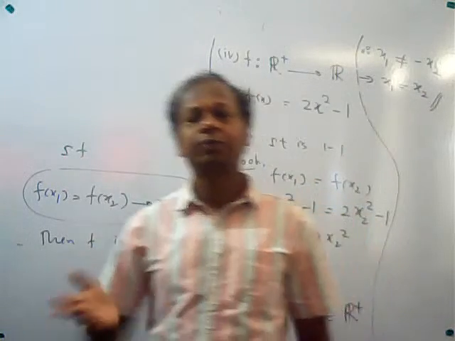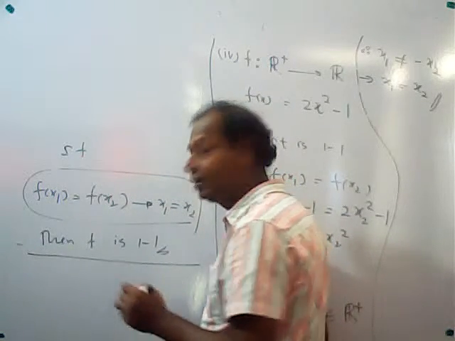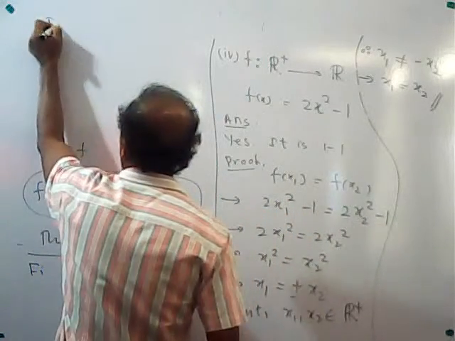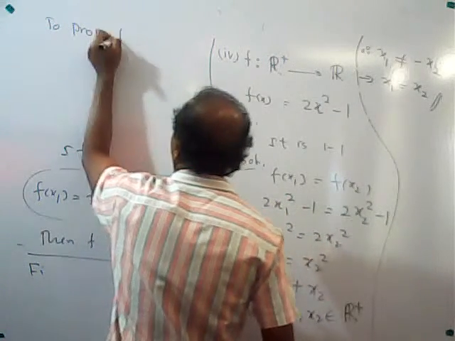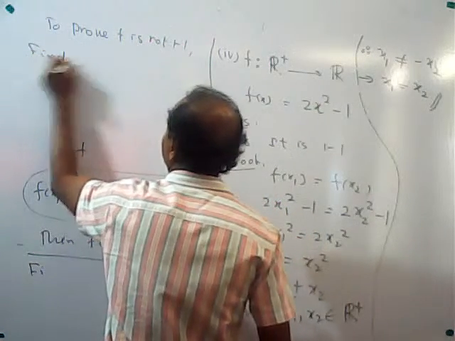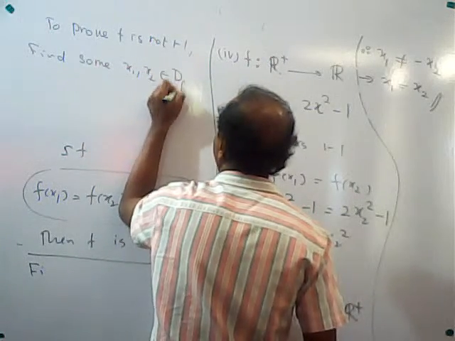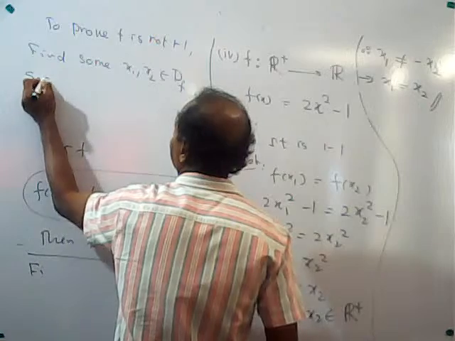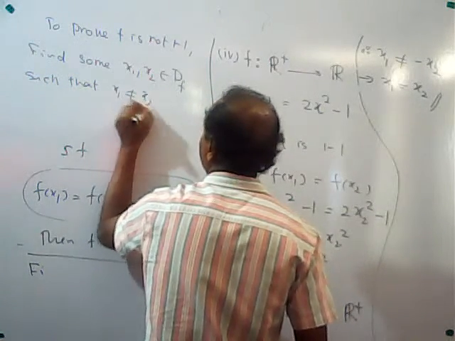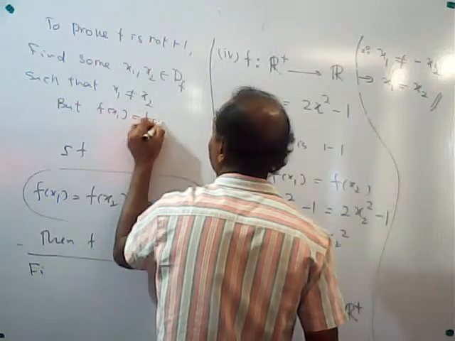If you want to show that the function is not one-to-one, you will search and find, this is for one-to-one. To prove that it is not one-to-one, find some x1, x2 in the domain such that x1 is not equal to x2, but f(x1) is equal to f(x2).